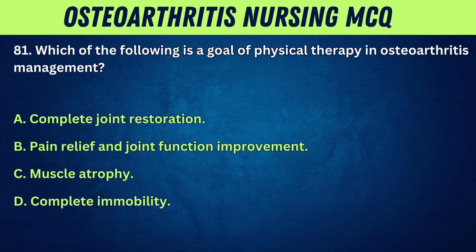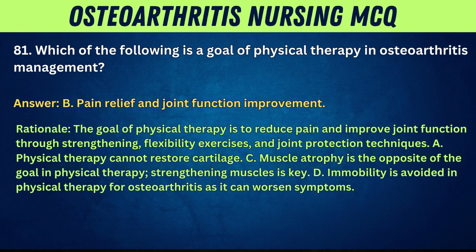81. Which of the following is a goal of physical therapy in osteoarthritis management? A. Complete joint restoration. B. Pain relief and joint function improvement. C. Muscle atrophy. D. Complete immobility. Answer: B. Pain relief and joint function improvement.